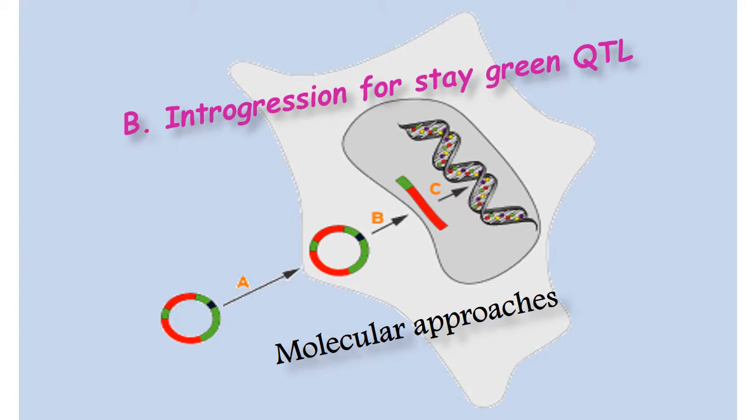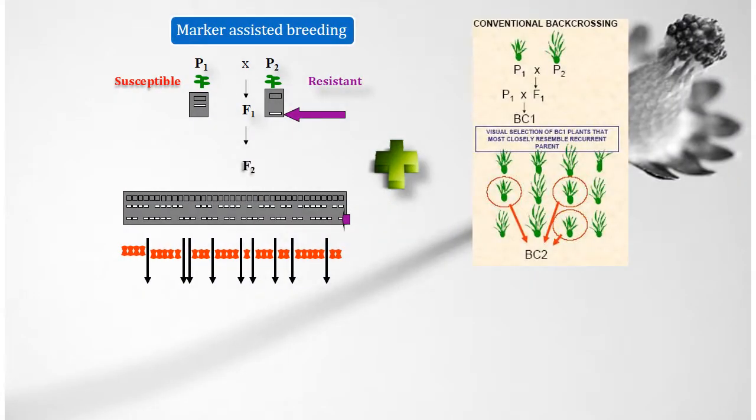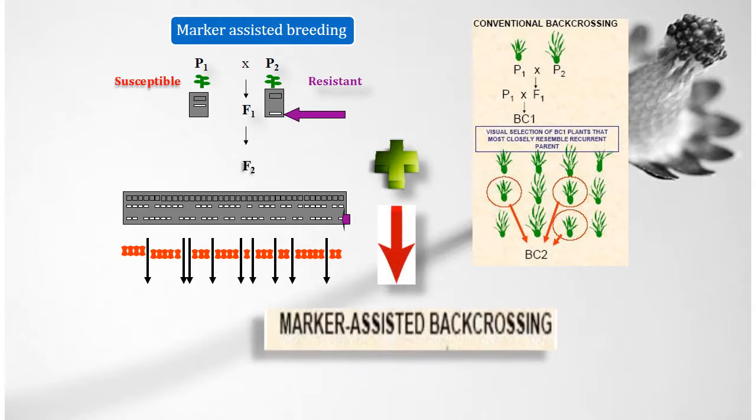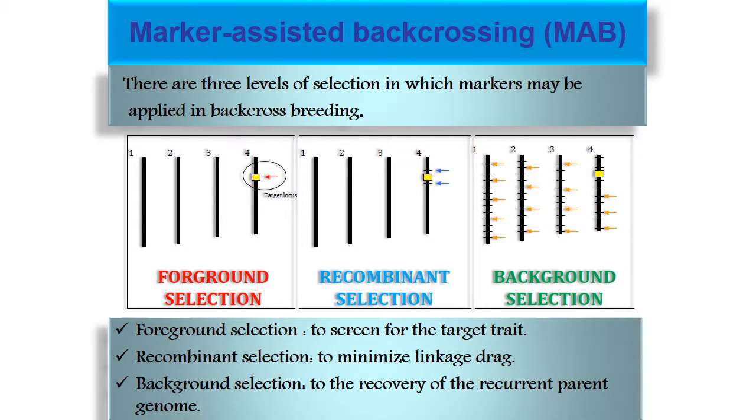Coming to introgression for stay-green QTLs through molecular approach. This is marker-assisted selection, through which marker-assisted backcrossing helps in continuous incorporation of the QTLs into the target population. This is the mechanism of how foreground selection, recombinant selection and background selection are done to identify the genes and map the genes in a given population.